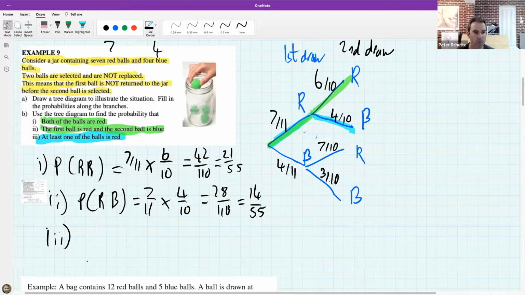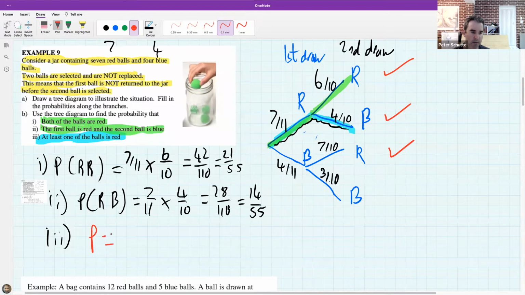Two red and one blue. No, so what they mean, Kevin, is that they're saying the first ball is red and the second ball is blue. So it's just this pathway over here for your question. But now the third one is saying at least one of the balls is red. So they're saying if there's any red in the pathway, it's included. So red red is included, red blue is included, and blue red. Those all 3 outcomes are favorable outcomes for this question.